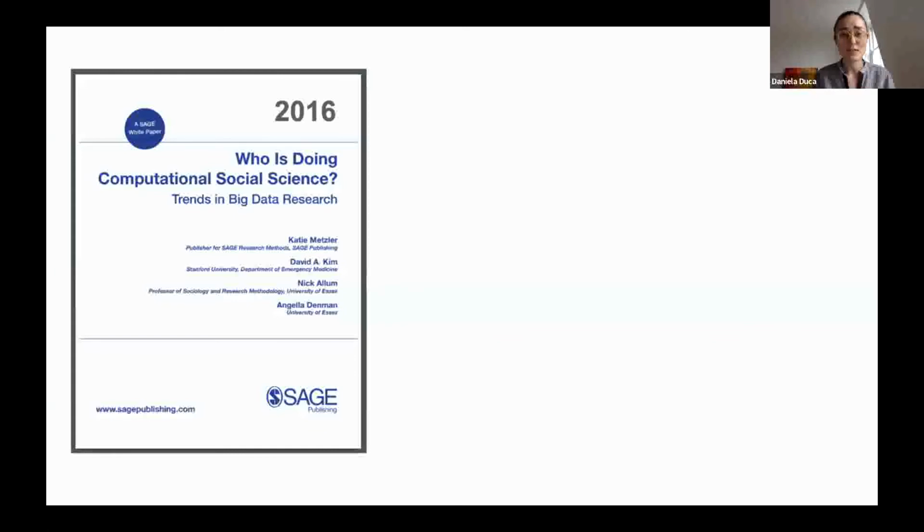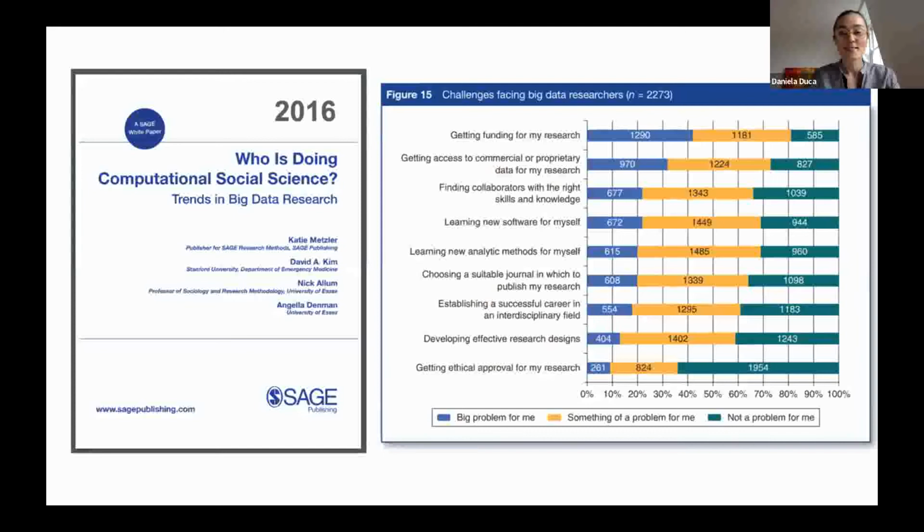So we wanted to really understand how we could support an emerging trend in the field of social sciences around quantitative and computational research. So back in 2016, we ran this survey on who's doing computational social science and what the challenges are. Around 10,000 researchers responded, and not surprisingly, funding is the biggest challenge, but we looked also at other things like getting access to research data, finding collaborators or having the right knowledge and skills, the time to learn new software for themselves, and learning new methods as well.